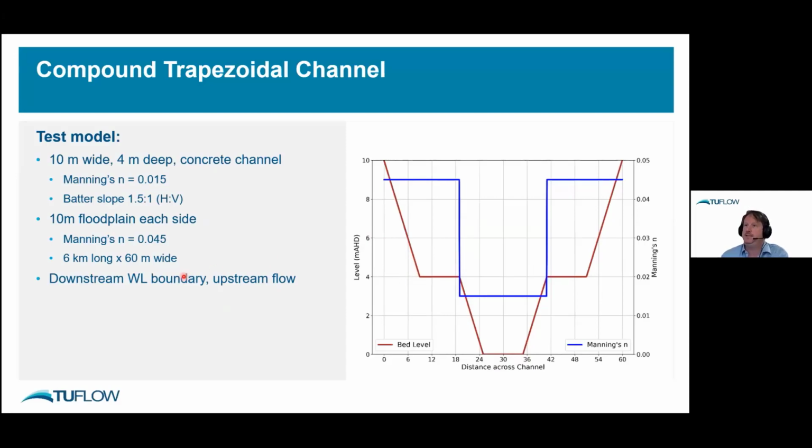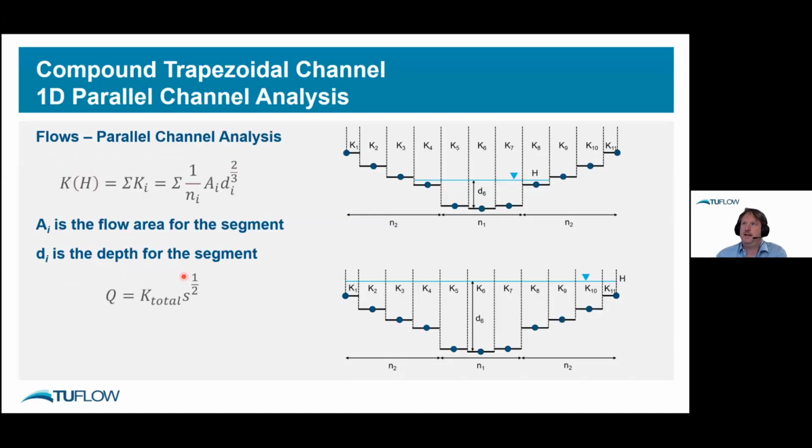So we've set that up as a test case, and we've applied a downstream water level boundary and an upstream flow boundary to that model. There's no easy Manning's calculation to get an exact answer for that directly. So we look at a 1D parallel channel analysis. If we split that section up into a number of little panels, and do a conveyance calculation across there and work out the conveyance of each of those panels, we can work out what the total flow should be for a given slope, and that takes into account the variation in elevation and also Manning's value across that channel.